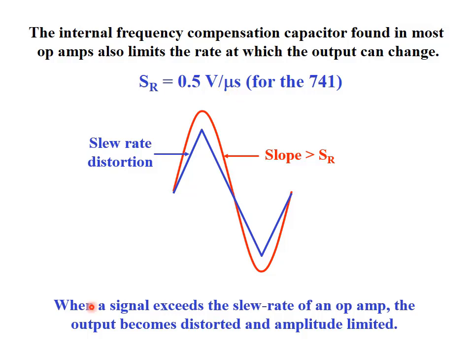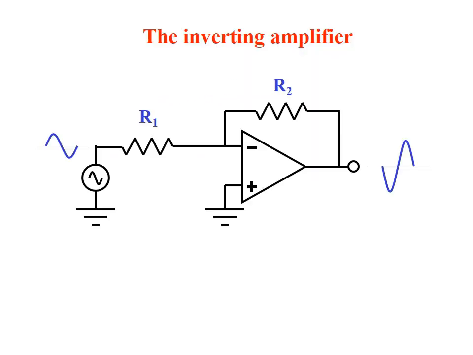So when the signal exceeds the slew rate of an op-amp, the output becomes distorted and amplitude limited. As you see, this is the real signal, the red colored signal, and this is the signal with the slew rate. Why does this happen? Because the signal exceeded the slew rate of an op-amp. The slew rate of any op-amp can be seen from the datasheet. For the 741, it's 0.5 volt for every microsecond.